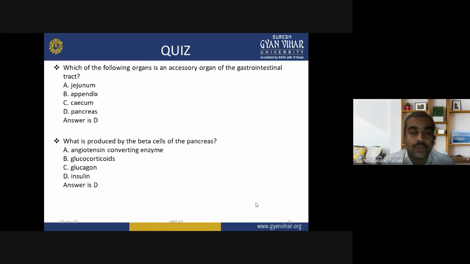What is produced by the beta cell of the pancreas? Beta cell will not produce the angiotensin converting enzyme, that is produced by the lungs, or glucocorticoids, by the adrenal glands. Glucagon and insulin, both will be secreted by the pancreas, but we are talking about the specific beta cell. So beta cell will secrete the insulin. So answer D is correct.